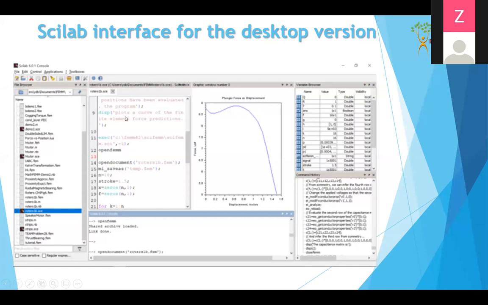This is the interface of the desktop version. I'll also show you how it looks once the slides are over. On the left-hand side, there is a navigator bar. This is the coding editor. Here the graph output can be displayed. You can write your code there and assign your variables. Whatever variables are created and whatever values are assigned to them are displayed here, and whatever commands have been executed are shown as a history in the bottom right corner.